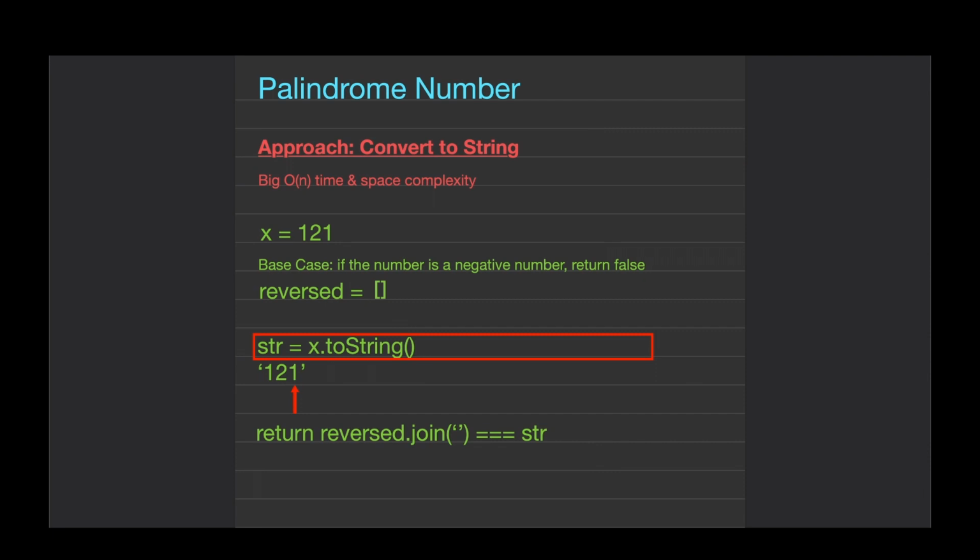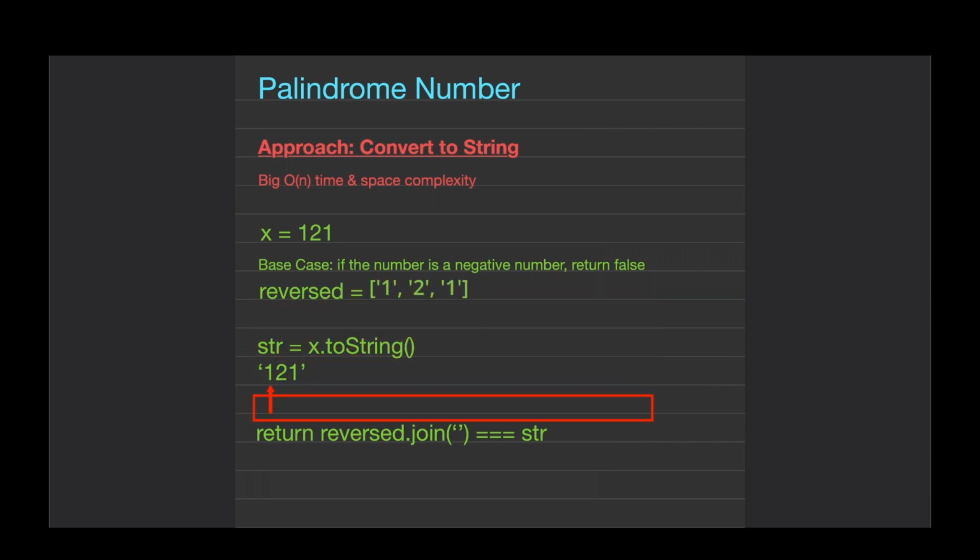So the iteration will start at the last index, which has a string value of 1, and we'll push it to reversed. The iteration decrements to the next index and pushes it to reversed. Reiterate once more and push the string value of 1 to reversed. Finally, we'll compare our reverse string with our string representation of our original input number.